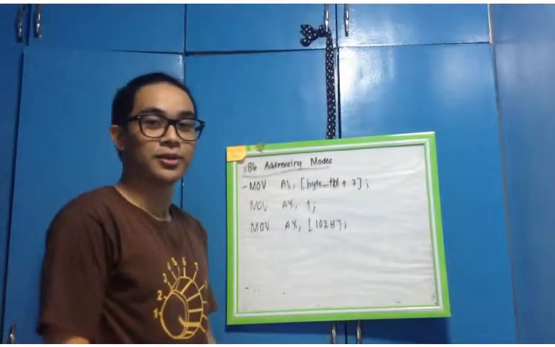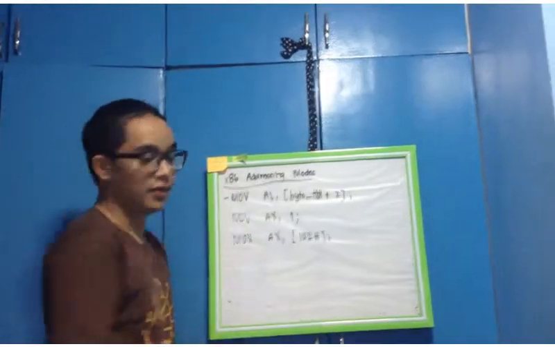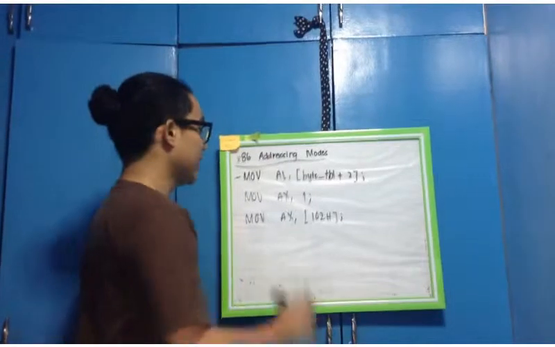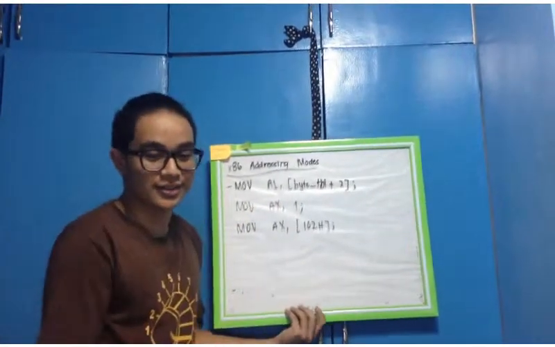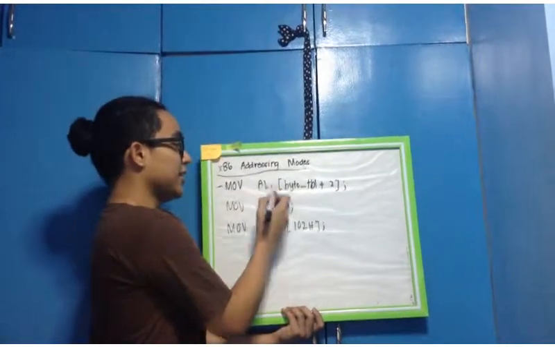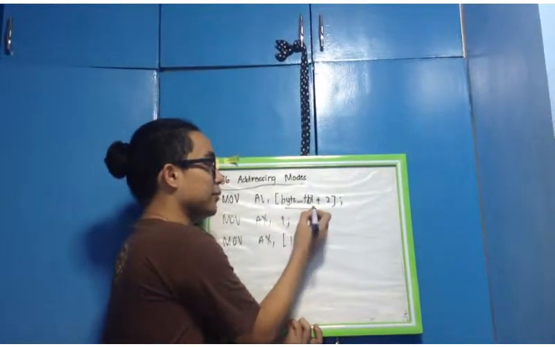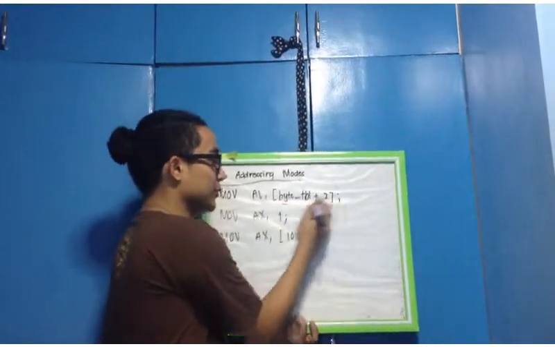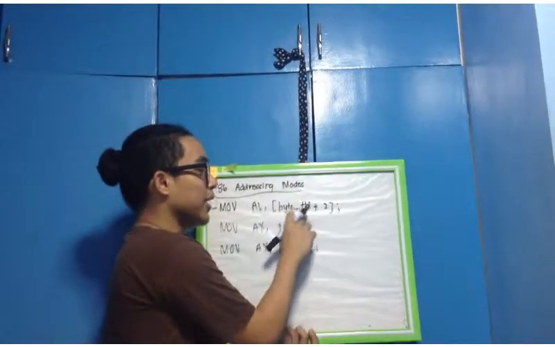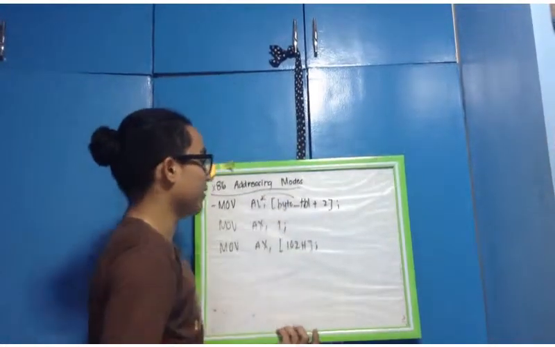The continuation of Jamer's discussion, 86 addressing modes. For my first example, this is an example of direct offset addressing. This one uses arithmetics to modify address. This one moves from the AL operand and adds the byte table plus 2. So the value of byte table will be added plus 2 to the AL operand.